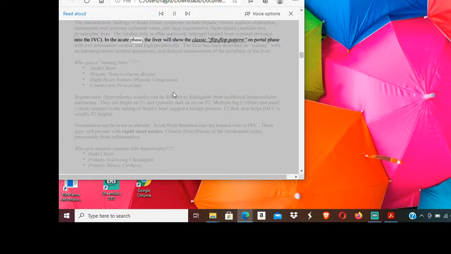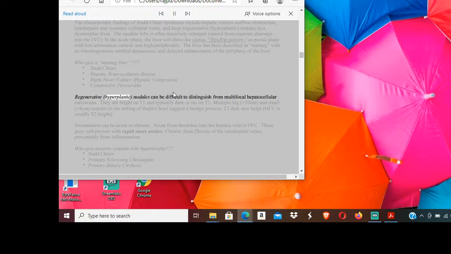In the acute phase, the liver will show the classic flip-flop pattern on portal phase with low attenuation central and high peripherally. The liver has been described as nutmeg with an inhomogeneous mottled appearance and delayed enhancement of the periphery of the liver. Who gets a nutmeg liver? Budd-Chiari. Hepatic veno-occlusive disease, right heart failure, hepatic congestion, constrictive pericarditis.